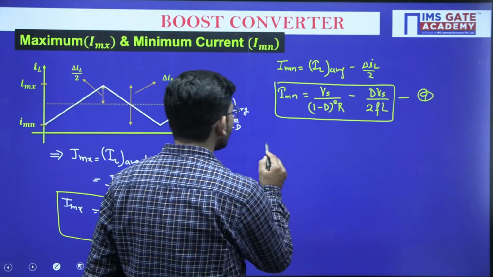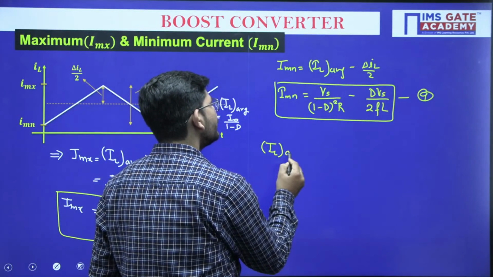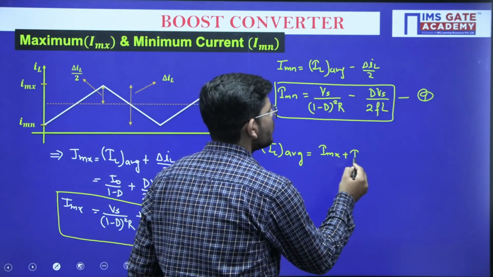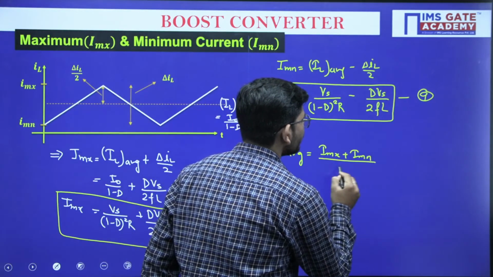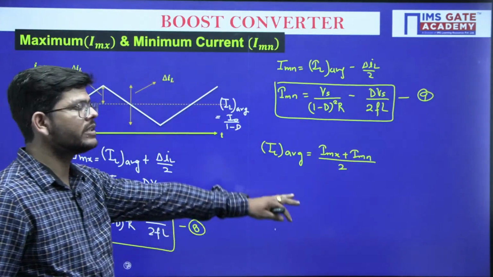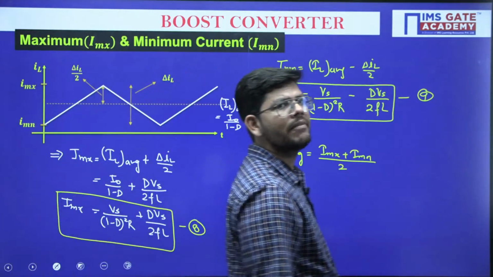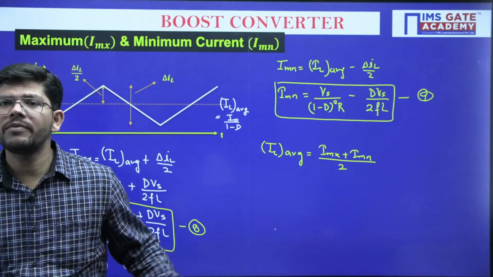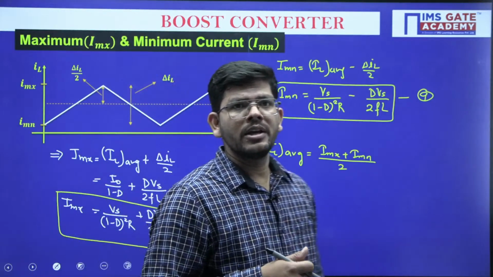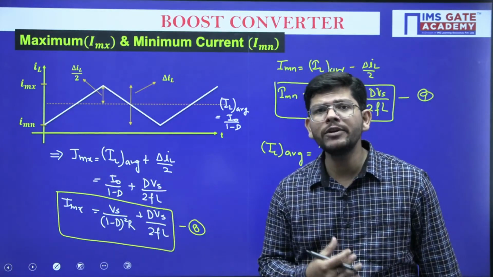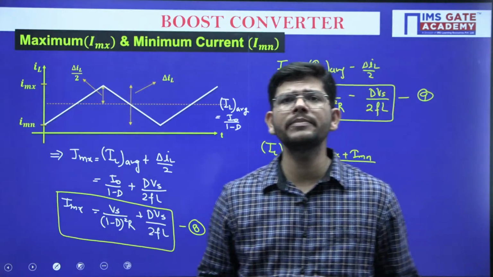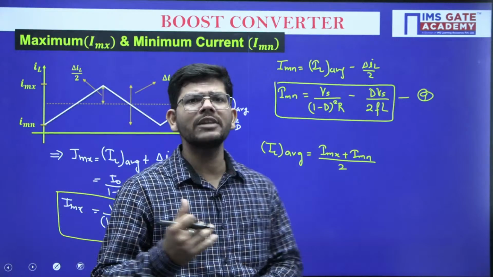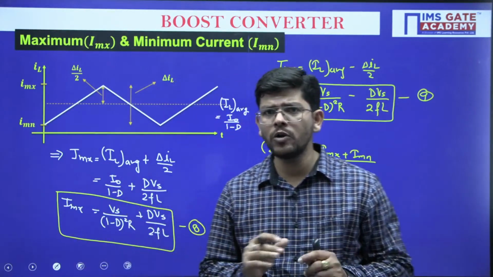If suppose I have to calculate IL average, if these currents are known to us, I can calculate this by using this formula. This is also one of the formulas. IL average can be calculated by summing them up and taking the average. So now I have found out the current. Questions may be there where you may be asked this current individually, their ratio might be asked, their difference might be asked, their summation might be asked, and there are a number of ways through which the question can be asked from this particular topic. So I hope this is clear to everyone.